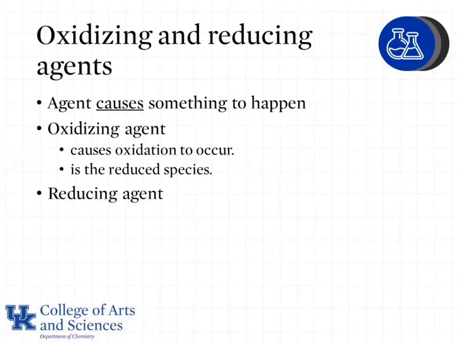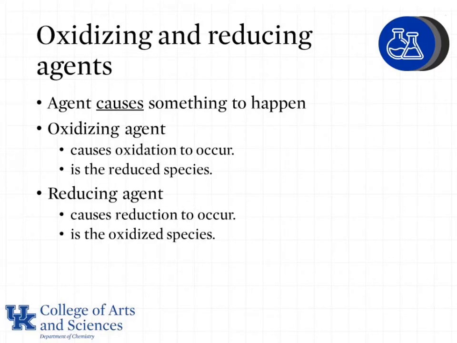Remember that redox reactions happen in pairs. We must have one oxidation and one reduction. So if something is being reduced, it's causing something else to be oxidized. The reducing agent is causing reduction to occur by itself being oxidized. Because redox must happen in pairs, if something is oxidized, it's causing something else to be reduced.